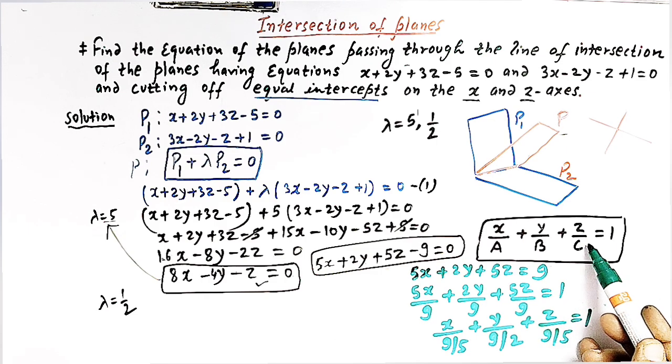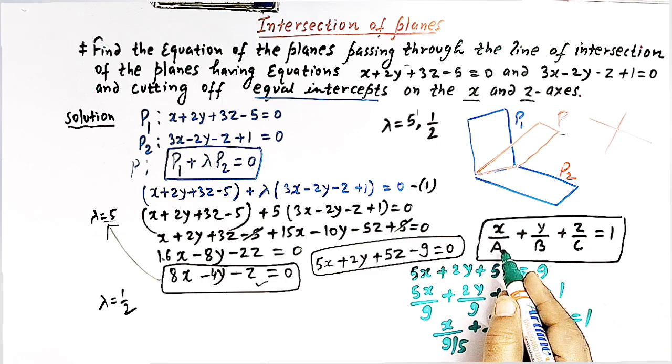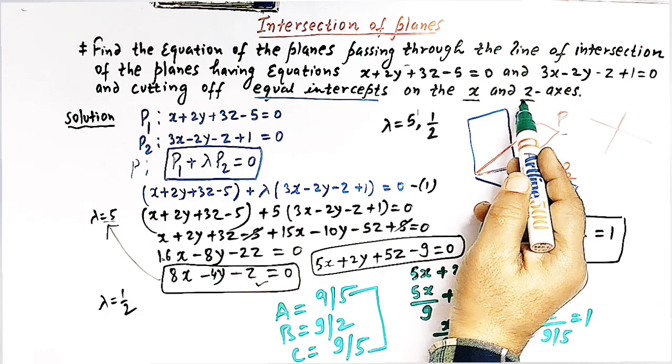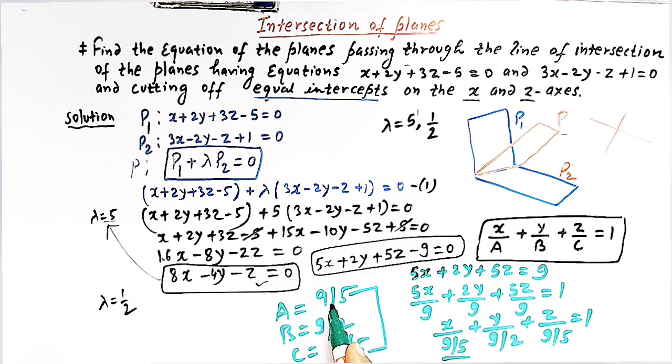So if we compare this equation with this one, then the value of the x-intercept a is equal to 9 over 5, b is 9 over 2, and c is 9 over 5. So the values of x-intercept and z-intercept both are equal, that is 9 over 5 and 9 over 5.